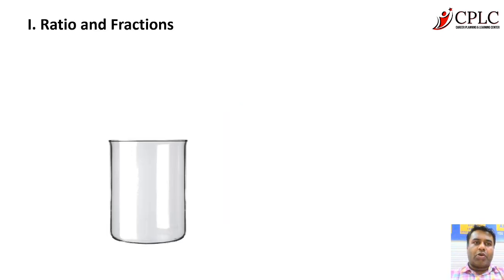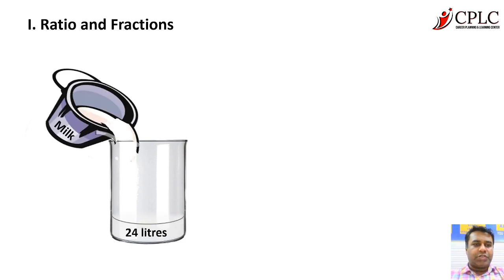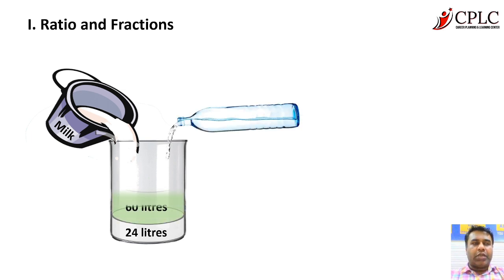Now when I talk about ratios, let us assume there are two mixtures. One is milk, which is poured into a large container, and I have put 24 liters of milk in it. I have added water into it. So let us assume 60 liters is water. So 24 liters is milk and 60 liters is water. Now when I try to find out the ratio of these two, what will it come out to? Just think about it.